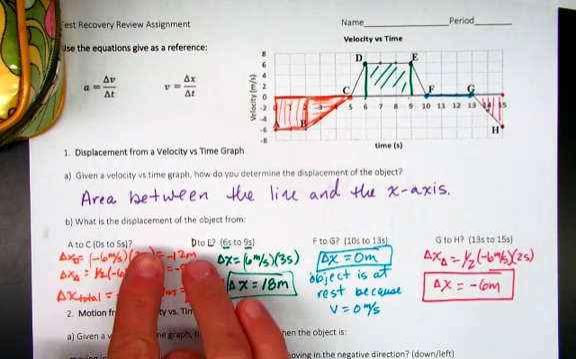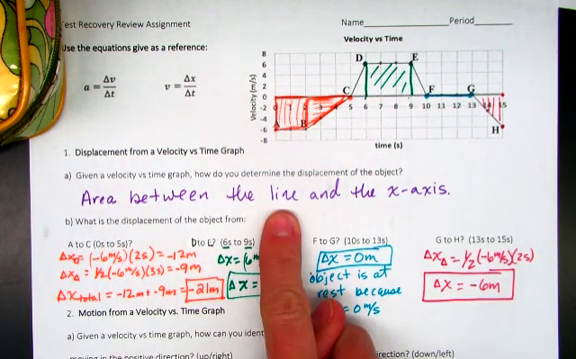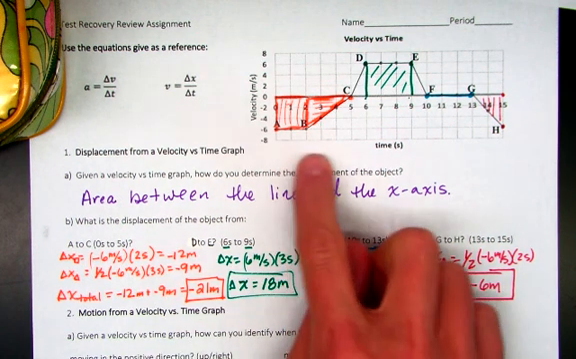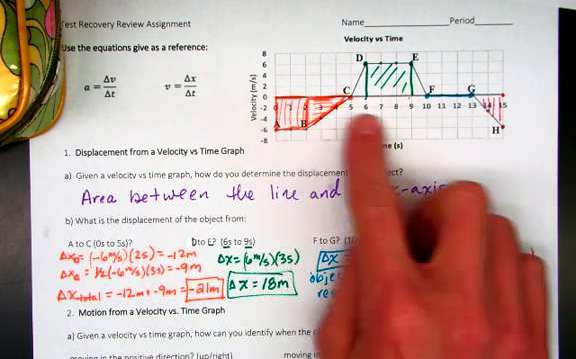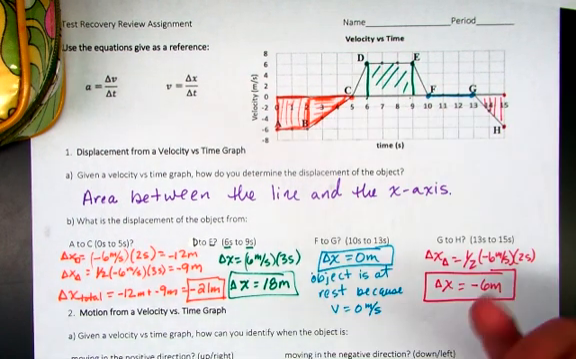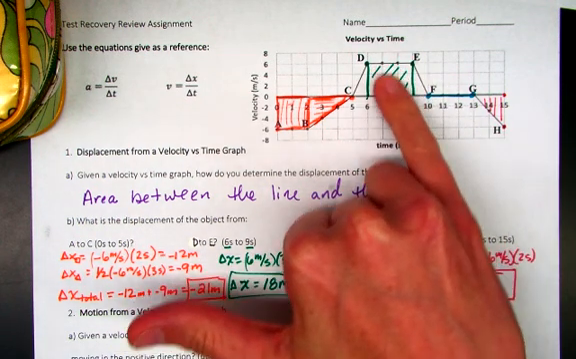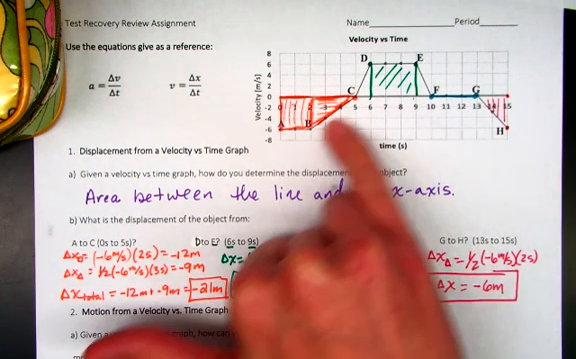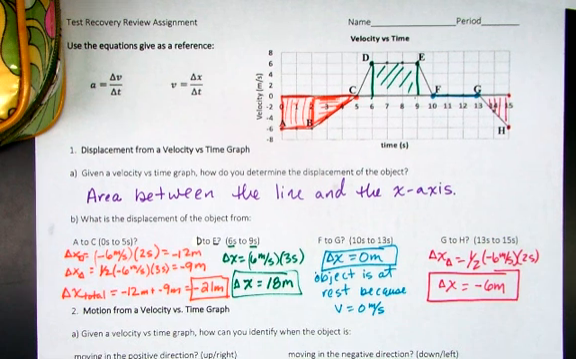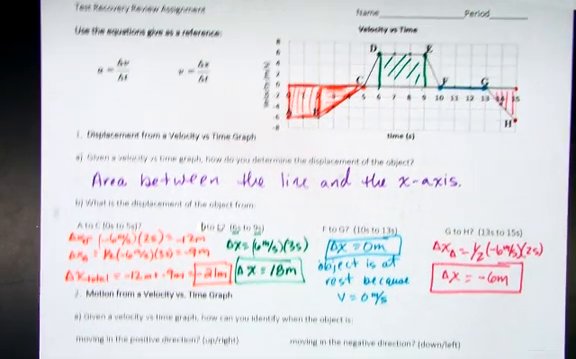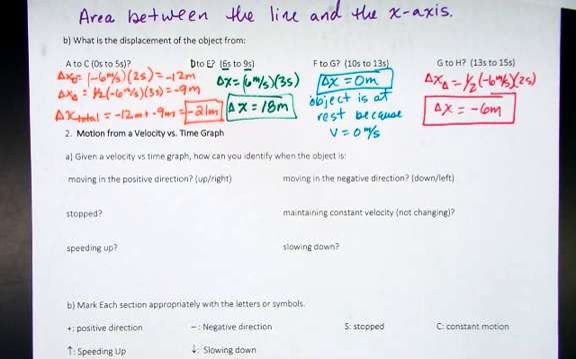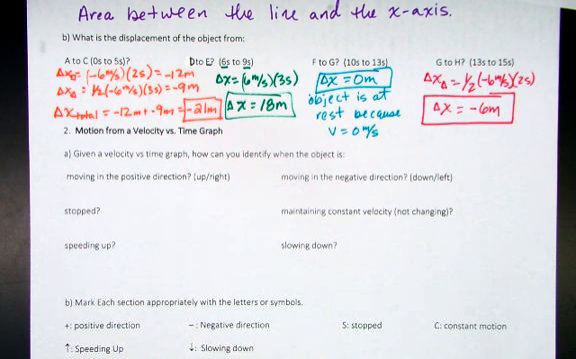So again, finding the displacement. If it's the area between the line and the x-axis, look at your time frame and figure out, well, where is the line during that time? So you can draw a start and an end point. Once you do that, from the line, draw to the x-axis. So here was my line here, so then I had to draw up to the x-axis. So that is displacement. In the next section, we are getting the motion from a velocity versus time graph.